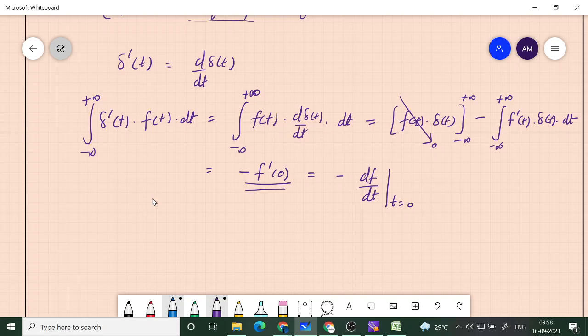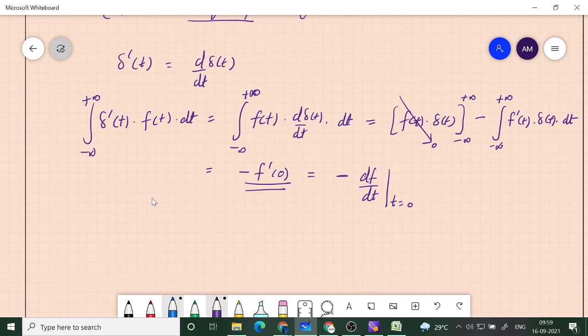So when I write f dash of 0, what I mean is df by dt I take, and then the value at t equal to 0 I am looking at. Okay, so there is a minus sign here. Now, that tells us what is the effect of the derivative of an impulse function.